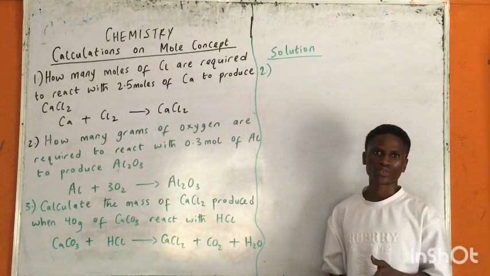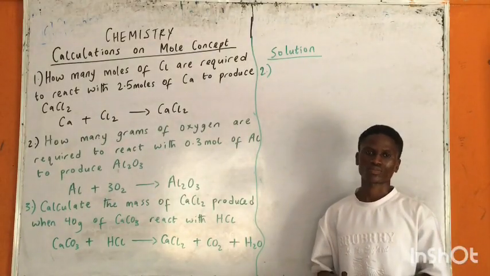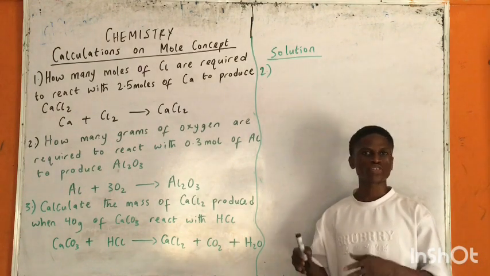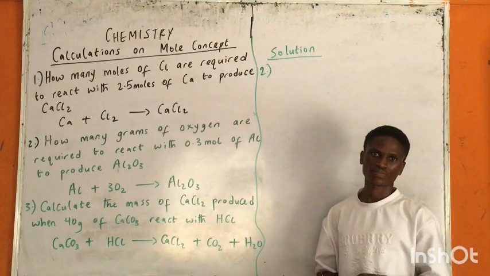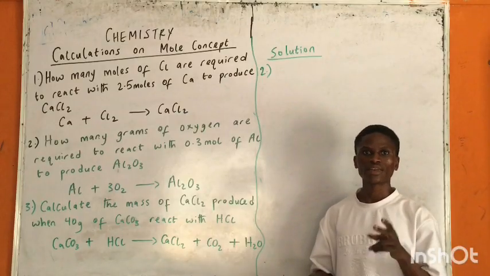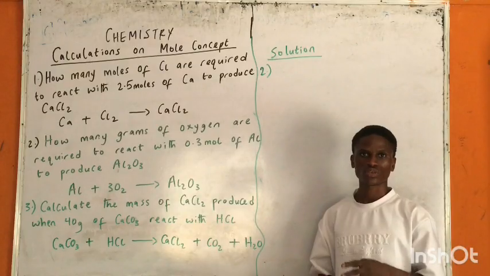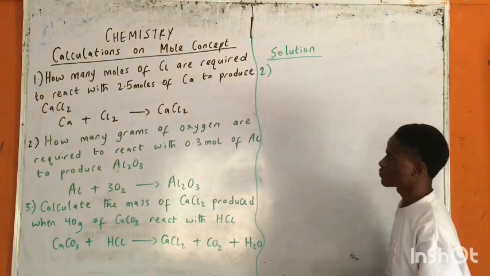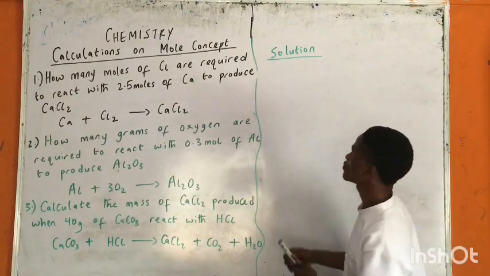And the second step is to write out the molar ratio. The molar ratio is the ratio of the coefficients of the reactants to the product. Step 3 is to write out the two relating substances. Now, question 1.